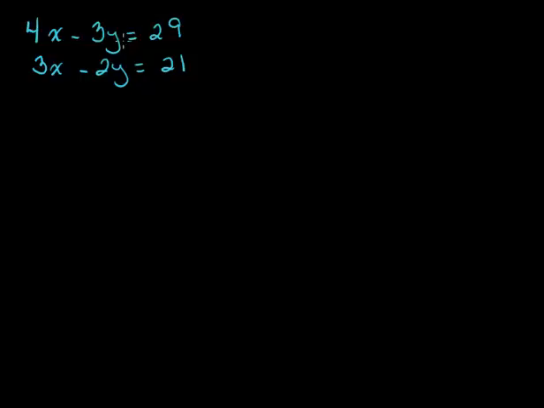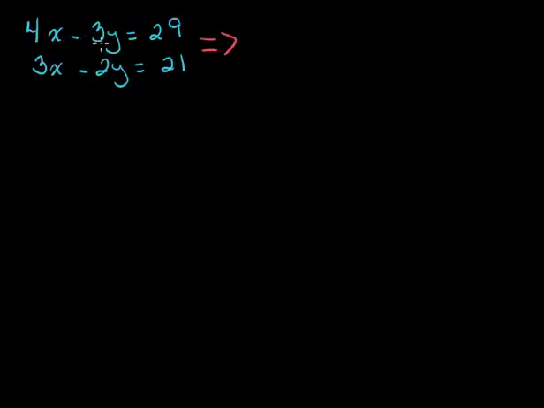We have 4x minus 3y equals 29 and 3x minus 2y equals 21. Well, on this one, we can't eliminate that easily, so we're going to have to do some algebra here. We're going to have to multiply both of these by a number in order to get a variable to be eliminated. I'm going to go ahead and choose to eliminate my y's. You could eliminate your x's as well.